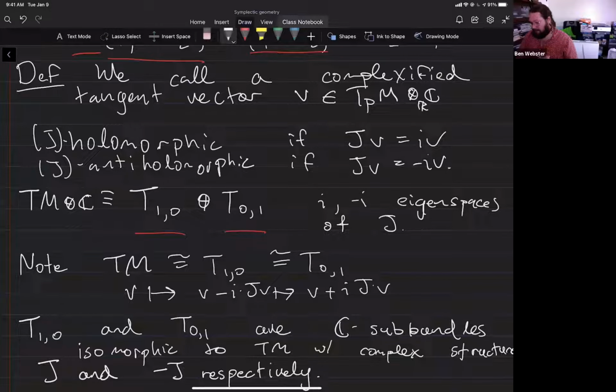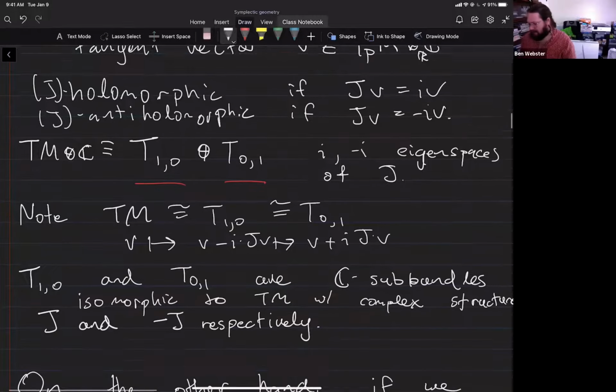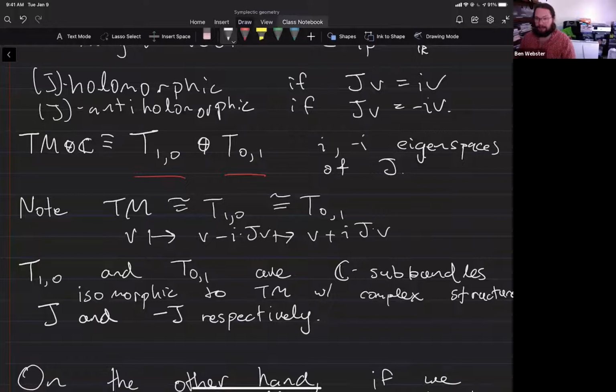And actually, both of these are isomorphic to the original tangent bundle. Because if I start with any usual tangent vector V, taking V minus i times JV is always holomorphic, and taking V plus i times JV is always anti-holomorphic. And V and JV are always linearly independent because there are no eigenvectors.